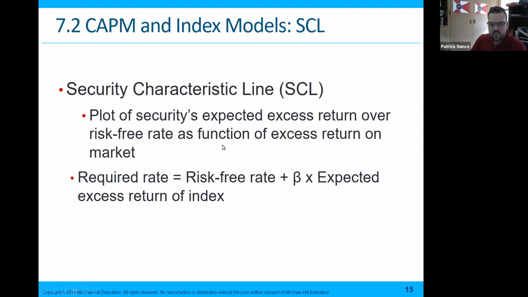The security characteristic line is the plot of the security's expected return and excess return over the risk-free rate as a function of the excess return for the market. So the required rate equals the risk-free rate plus the beta times the expected excess return. We're requiring that we at least earn more than the risk-free rate, as well as whatever the beta, which is my risk analysis model, times the expected excess return of the index.